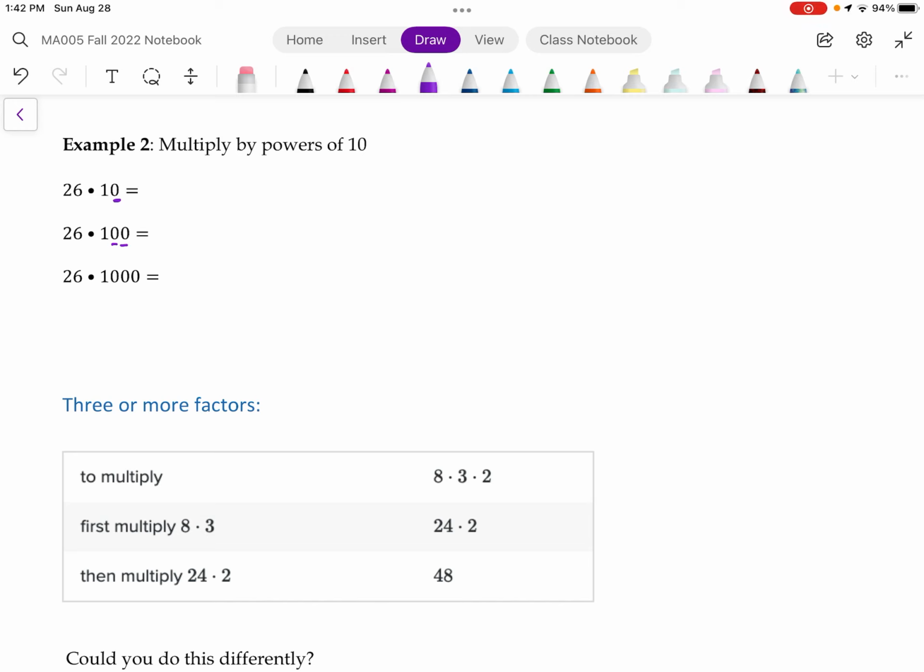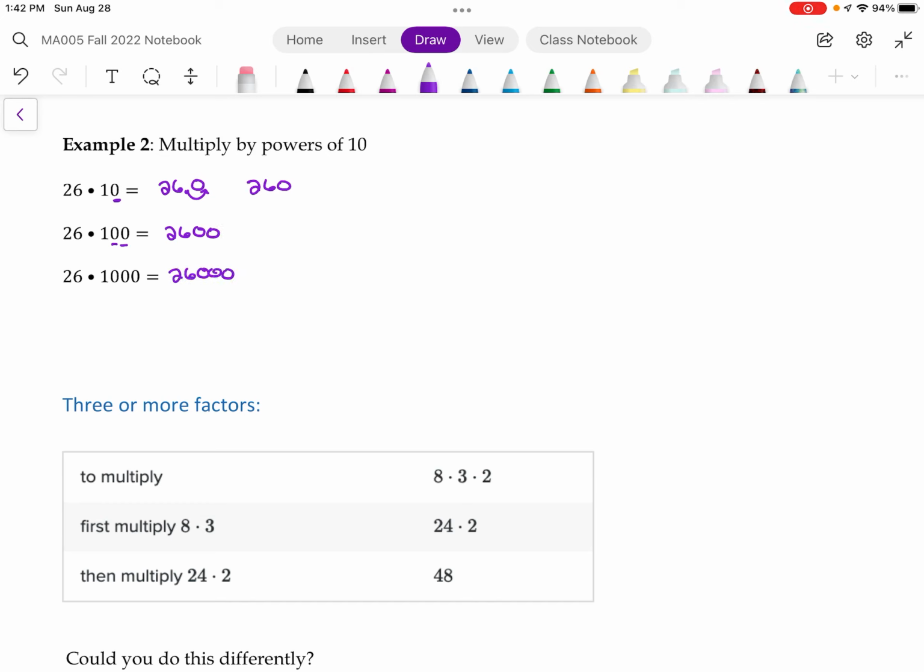Okay, so 26, the decimal place is here. We would move it to the right 1 place, and it would become 260. Okay, 260. As you can see, we just tacked on a 0. So if you just tack on the 0, you end up with 2,600, and here 26,000.